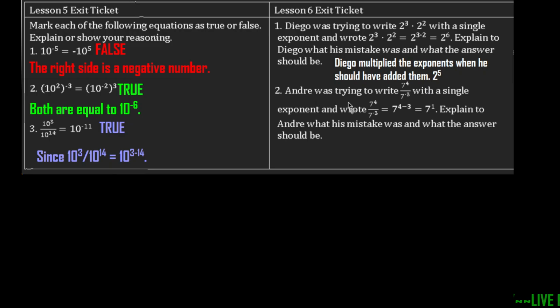And then for the second one, it says Andre is trying to write 7 to the fourth divided by 7 to the negative 3 power with a single exponent, and they subtracted the exponents and got 7 to the 1 power. Explain to Andre what his mistake was and what the answer should be. Well, the mistake is in the subtraction. It should be minus a negative, so make sure you're writing it like this. It should have been 7 to the fourth power minus a negative 3, which is almost like adding the positive 3, so it's going to be 7 to the seventh power.